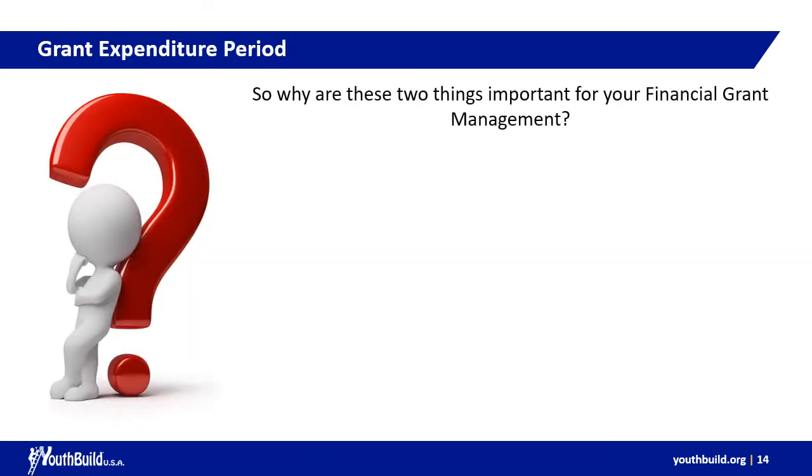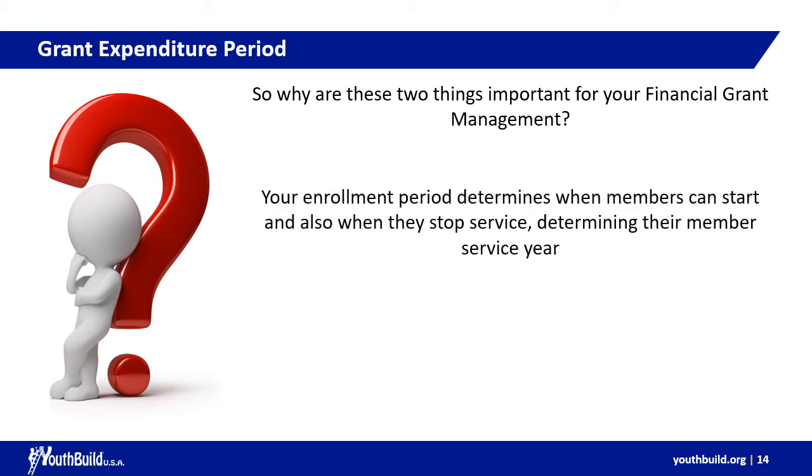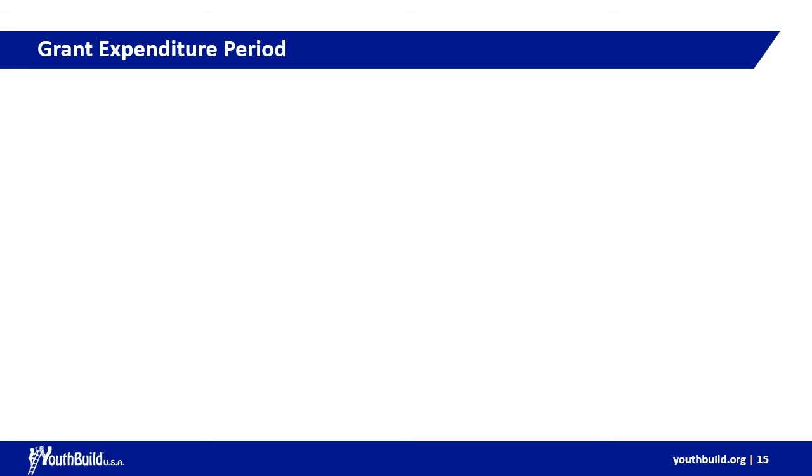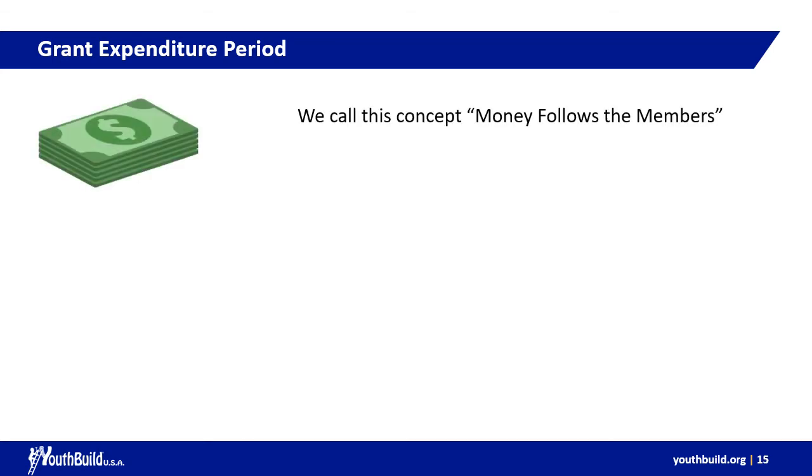You may be asking what these two programmatic timelines have to do with your financial grant management. The answer is that the dates your members are enrolled determines their member service years, and those member service years determine when you are able to bill expense to the grant. We call this period the grant expenditure period. This can be remembered through the concept money follows the members.